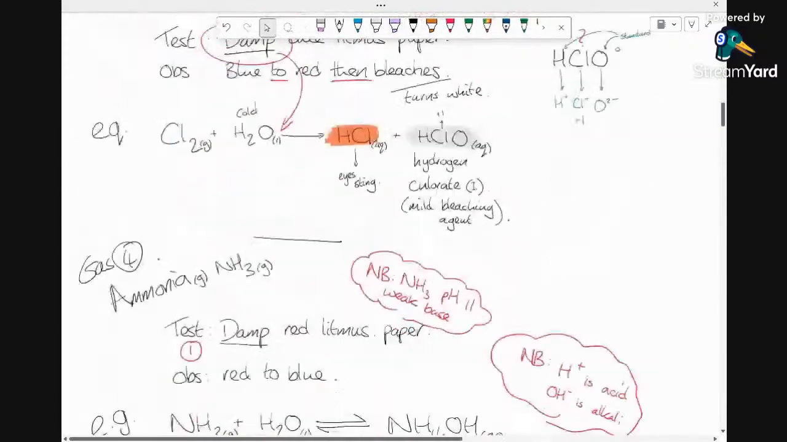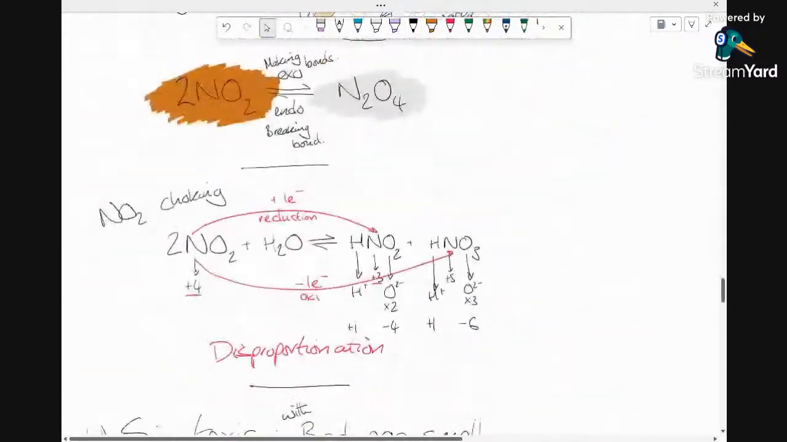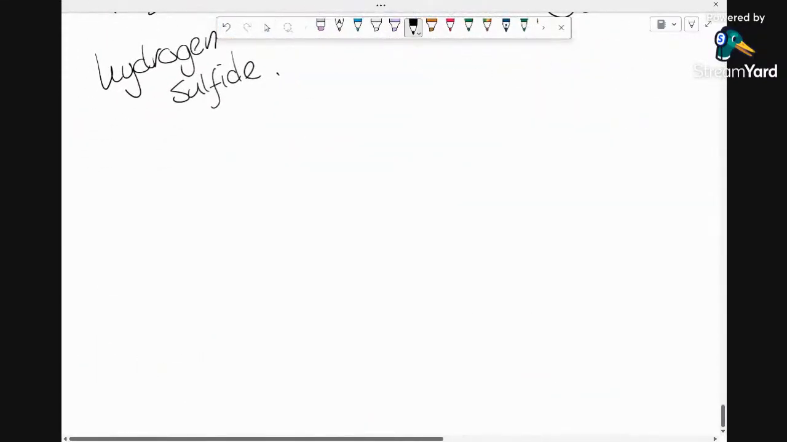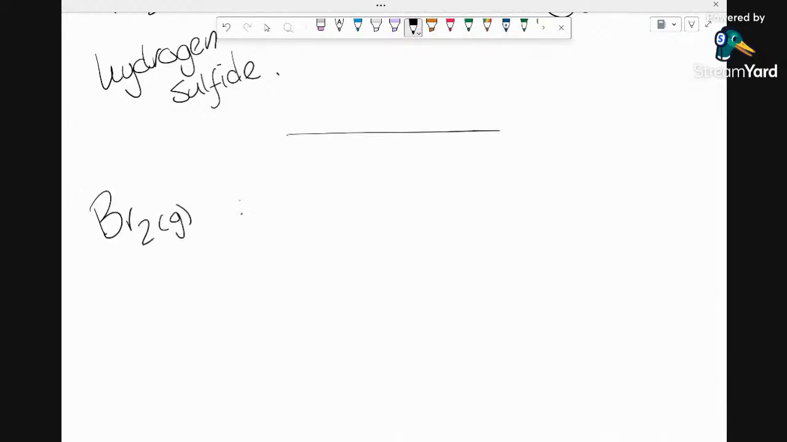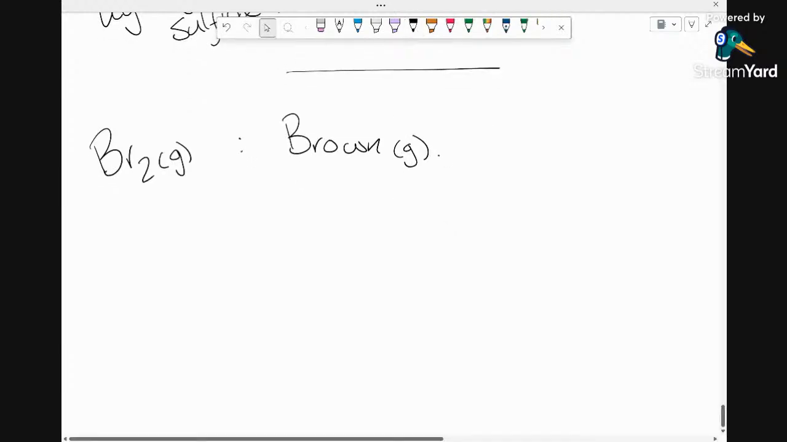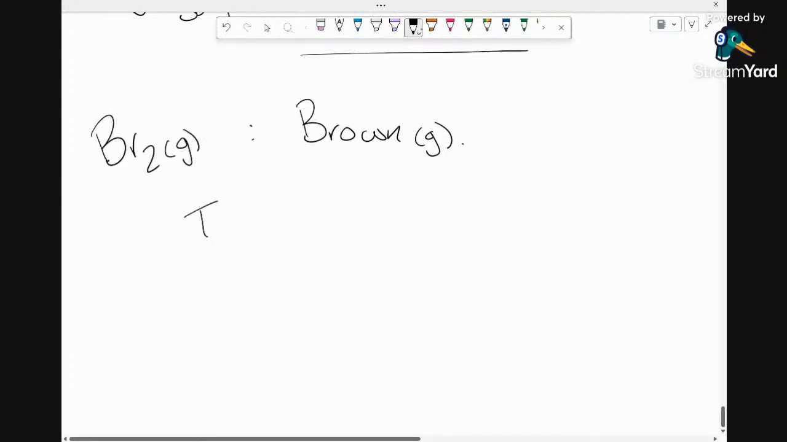Last one, bromine and iodine, gases to know. Again, we could argue that there are tests for these. So we can do bromine. Br2 is a brown gas. A brown gas, a bit like NO2, by the way. We could prove that it's bromine. So there is a test for this.